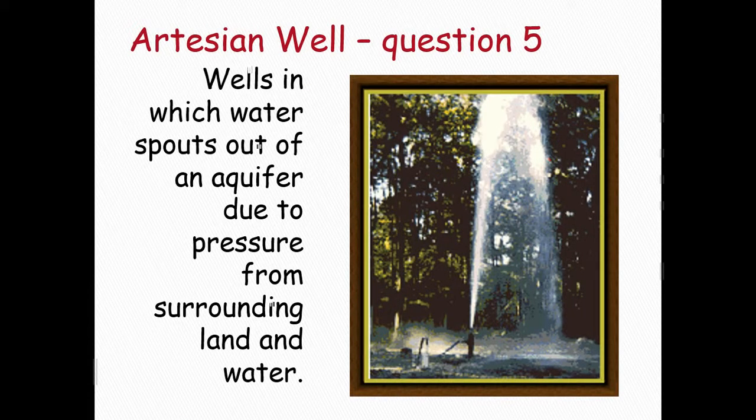An artesian well is also a little different. This is a well in which water spouts out of an aquifer due to pressure from surrounding land and water. So it actually forms a spray that sprays up into the atmosphere or onto the surface.